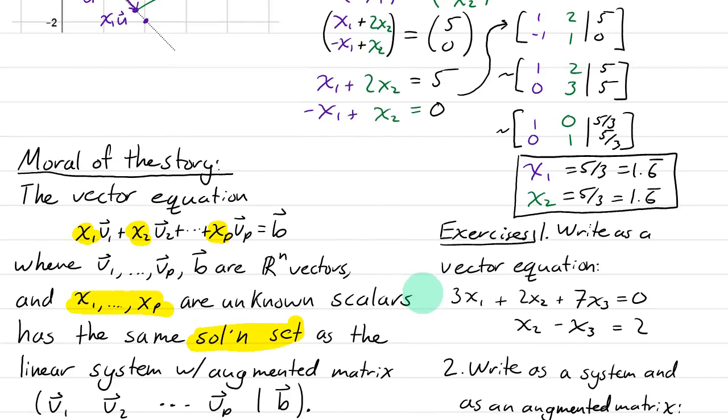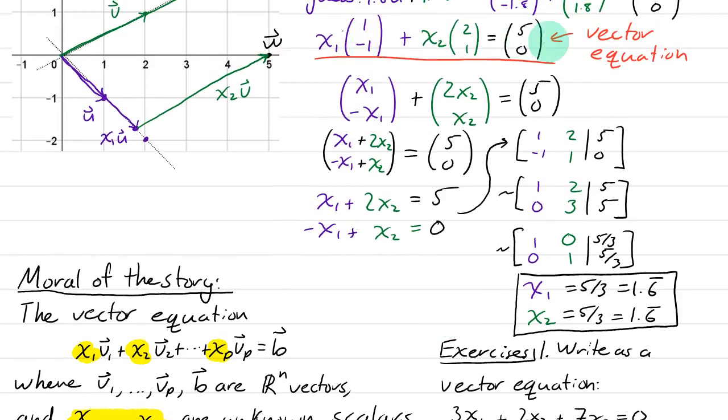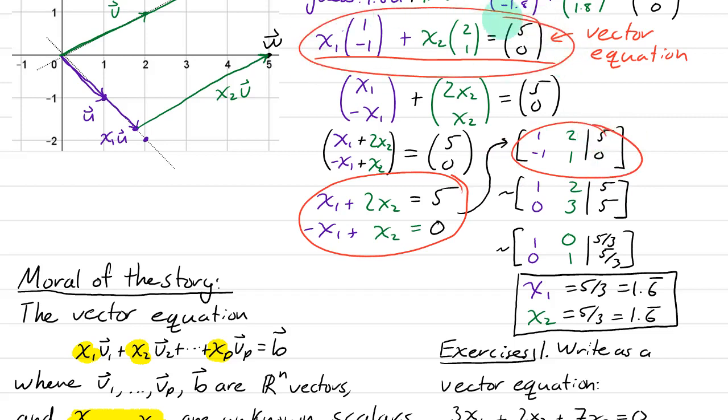So here's the augmented matrix part written out over here. Here it is written as a vector equation. Here's the system of equations in the middle. So there are basically these three things we're talking about: a system, its augmented matrix, and the vector equation you started with.